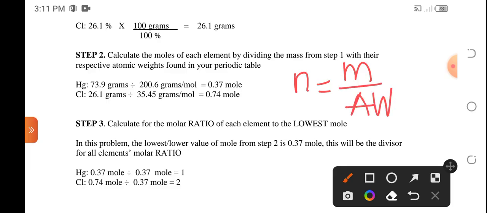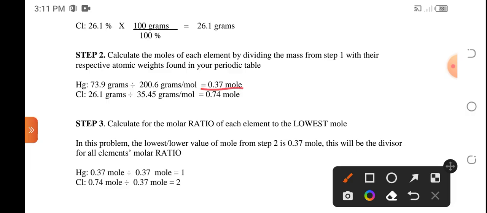Saan kukunin yung atomic weight? Sa periodic table. Remember, atomic weight, not the atomic number. Atomic weight. Okay, so mercury is 73.9 grams. Divide this by 200.6 grams per mole. Okay, so that would be equivalent to 0.37 moles. So, kunin lang natin yung calculator, i-key in natin itong mga ito. Okay, and of course, the grams will be cancelled, leaving us with a unit of mole.